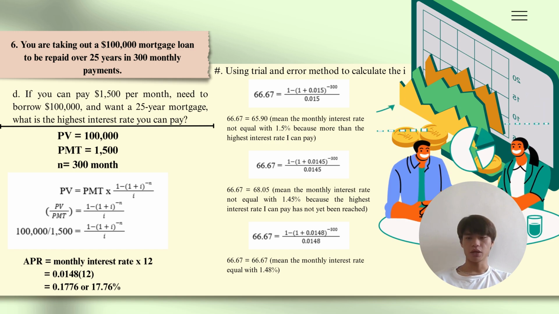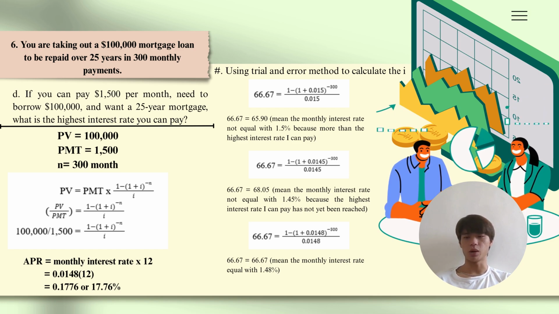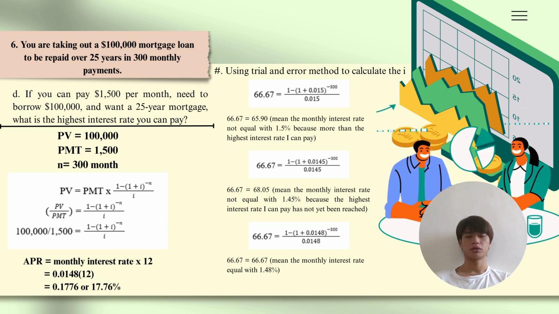If the interest rate equals 1.4%, use the formula (1 minus 1.014 to the power of negative n) divided by 0.014, and we get 66.67. So it means the monthly interest rate equals 1.4%. We need to find the annual percentage rate, which equals the monthly interest rate times 12. So 0.014 times 12 equals 16.8%.